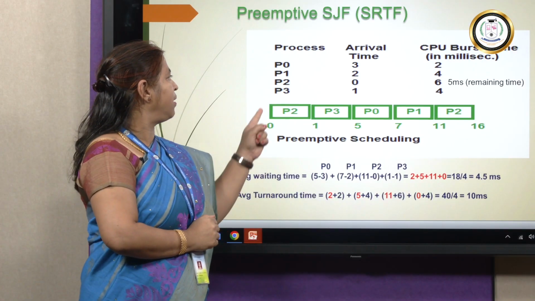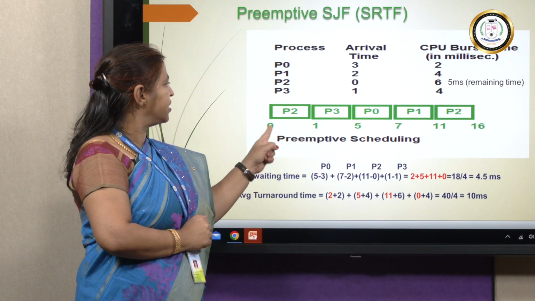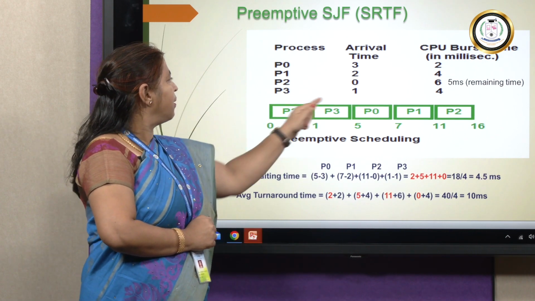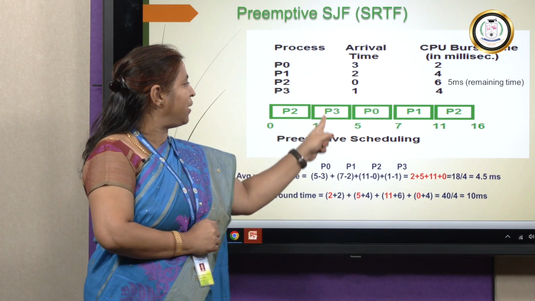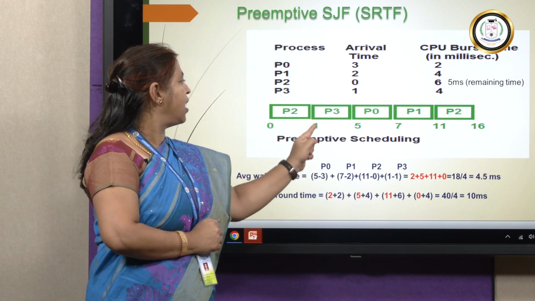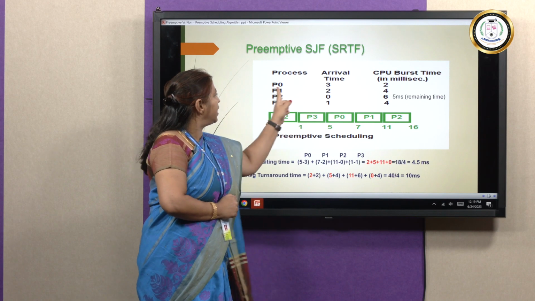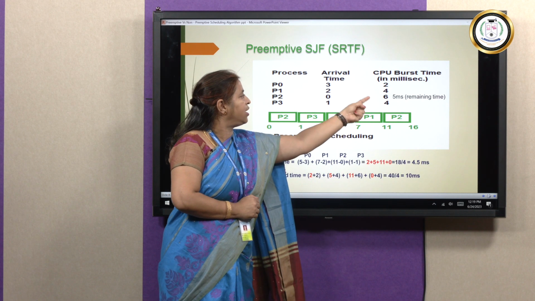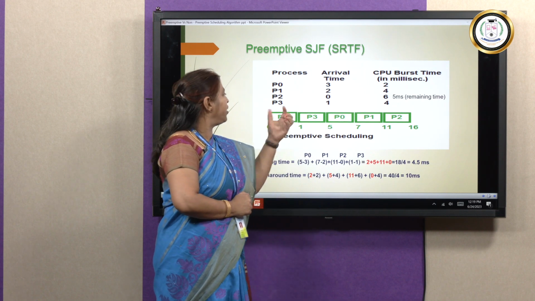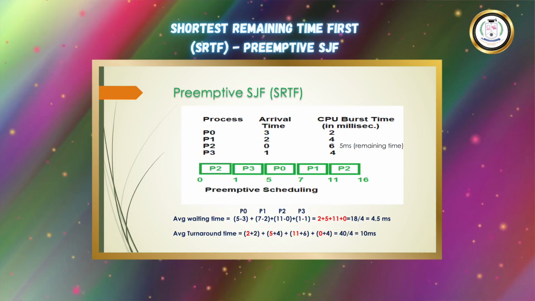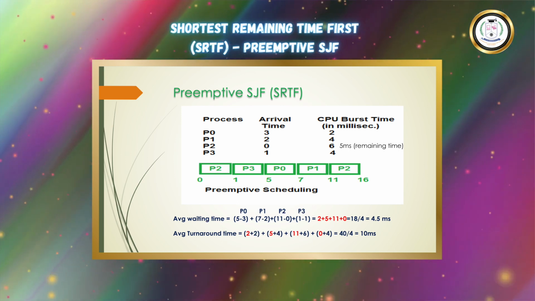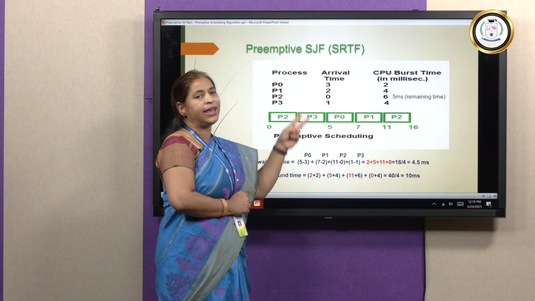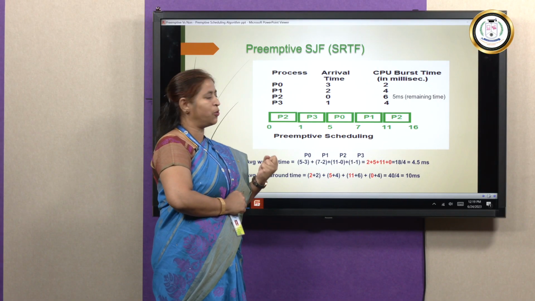In this example, P2 has entered first. After 1 millisecond, the remaining time is 5. P3's burst time is 4, so P3 is getting the chance. After 1 millisecond, who is entering? P1 is entering. So the remaining time is 3. When I compare with 4, P3 gets the CPU back. After 1 millisecond, P0 has entered with burst time 2. By then P3 has 2 remaining, they are equal. So P3 holds the CPU again.